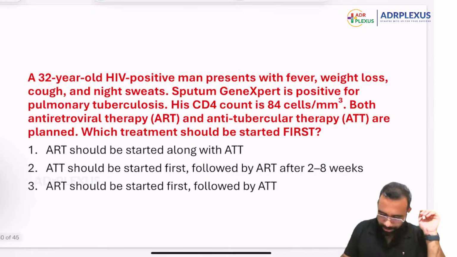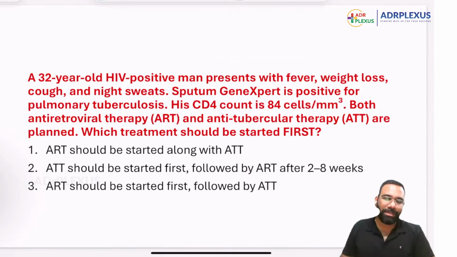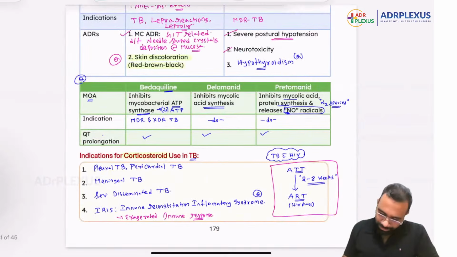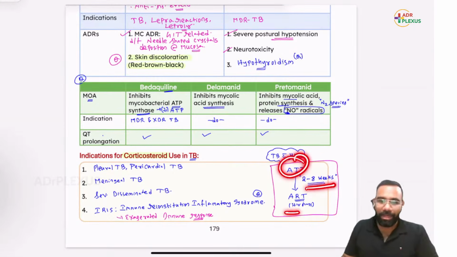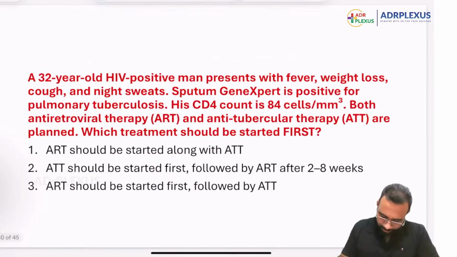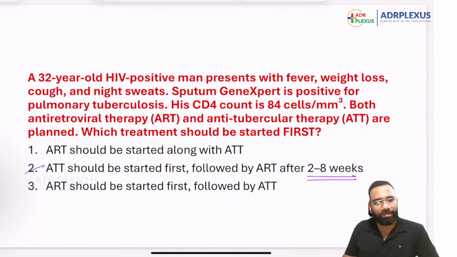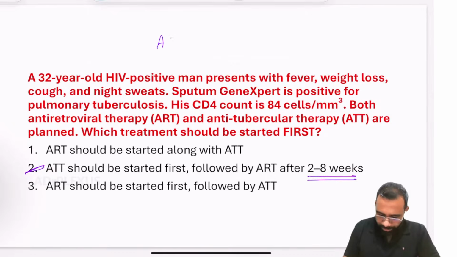Now come to the next one. Very, very important. The same question was asked in NEET PG 2025 as well. Very simple: HIV and TB. Which one do you have to start first? That's what I mentioned in class also. First start TB treatment, then start ART 2 to 8 weeks later, depending upon the CD4 count. So ATT should be started first, followed by ART after 2 to 8 weeks, depending upon the CD4 count.